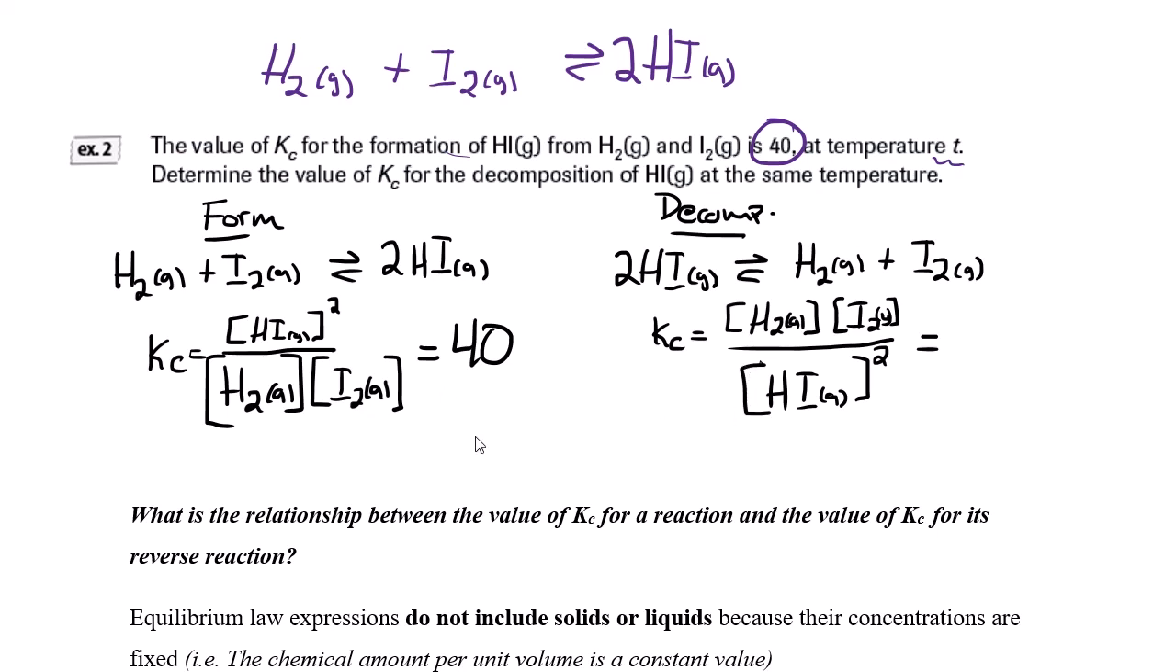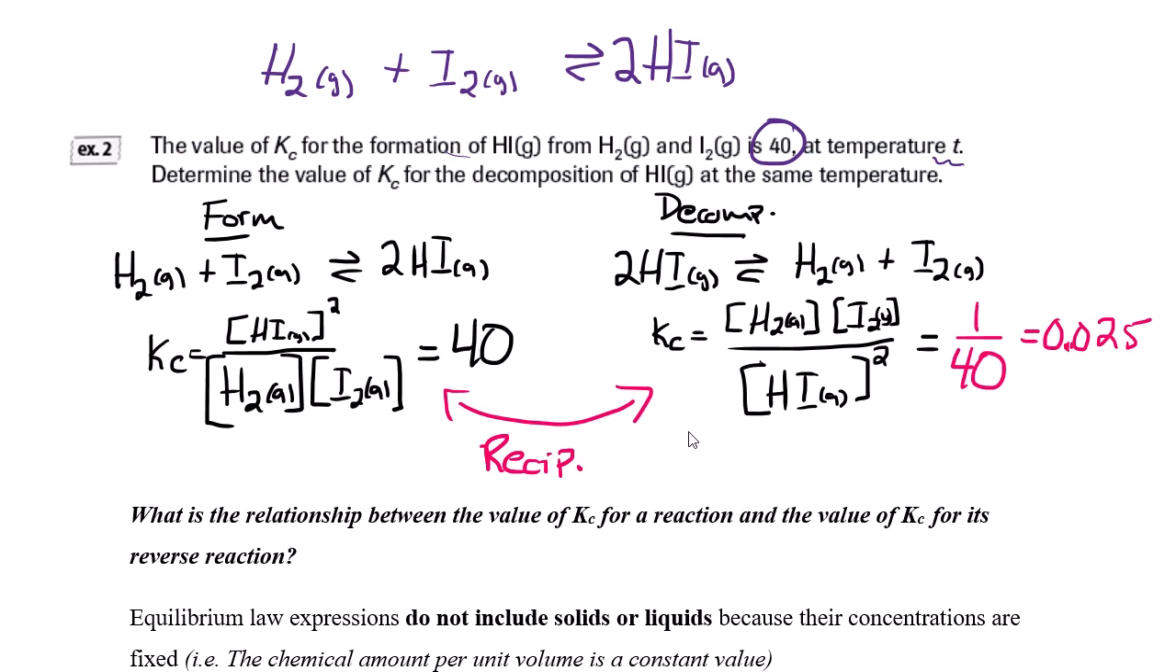And so if you notice, what we've done is we've just flipped the fraction. We've taken the reciprocal when we've gone from the formation to the decomposition, and that makes sense because when I flip my reactants and my products, well, that just flips what's on the top and the bottom. So if my Kc value here was 40, then I would have to take the reciprocal here, 40 over 1, so it would then be 1 over 40. Or I could express it as a decimal as 0.025.